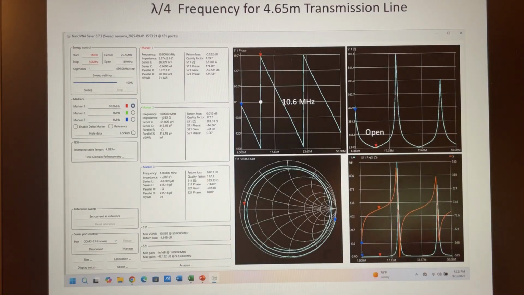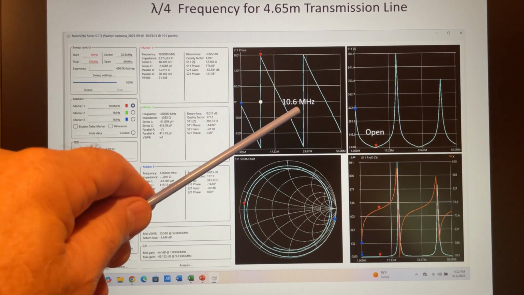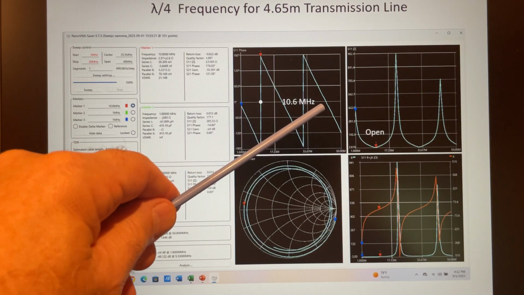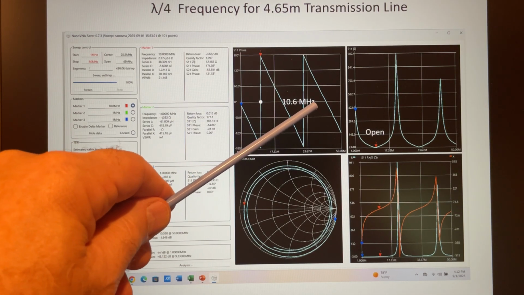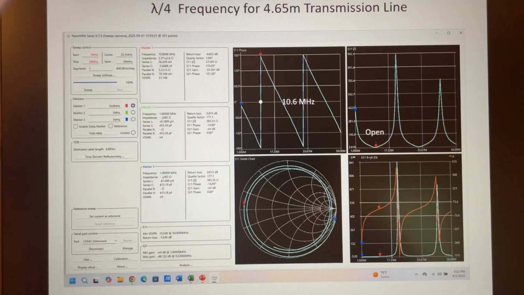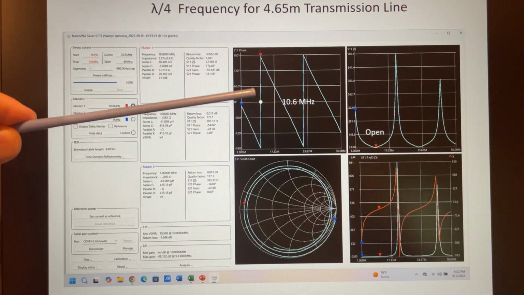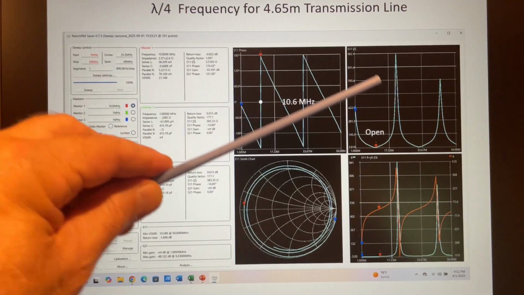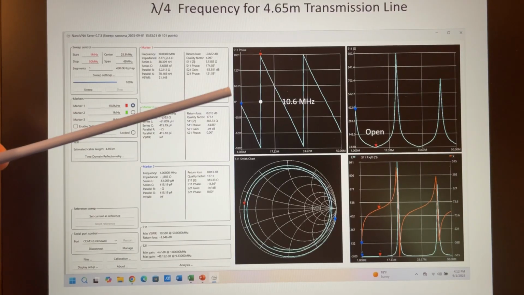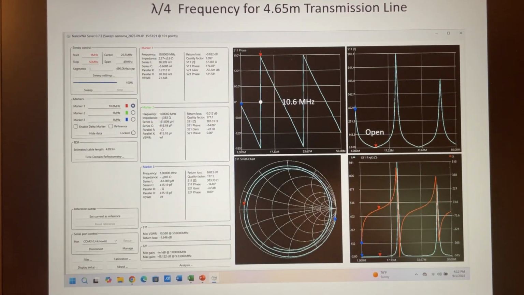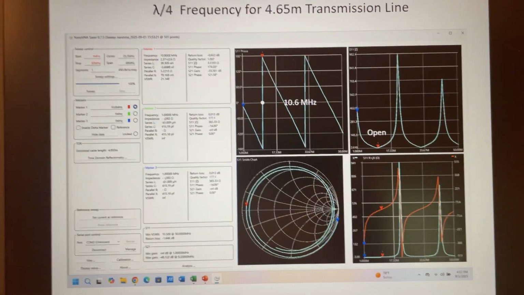And if we go to the next slide, we're going to be taking a look at this cable on the NanoVNA. Here we see 0 degrees is 10.6 megahertz, so that's exactly what we calculated. And then we can demonstrate the dual impedance of the coax looking like it's open and looking like it's shorted. So let me go ahead and set that up, and I'll be back in a moment.